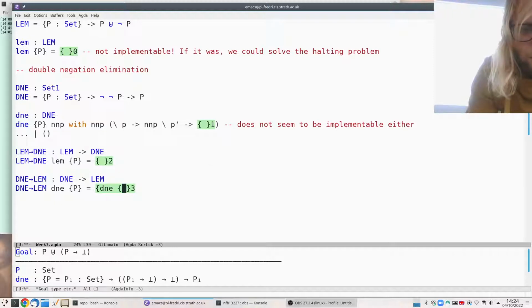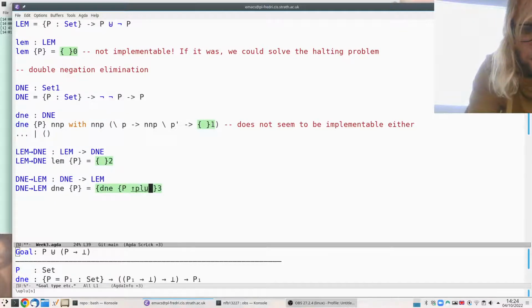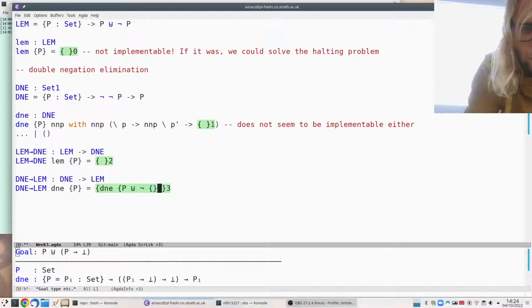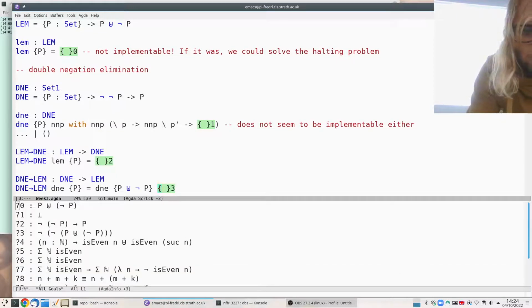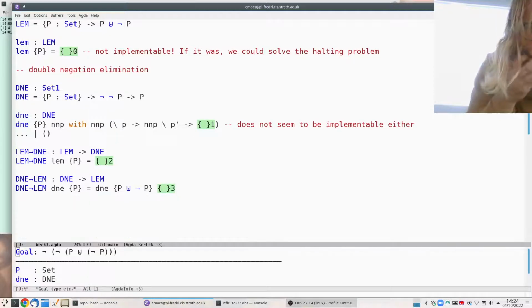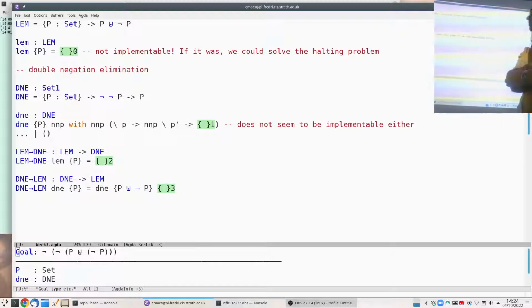So the thing I want is P or not P. Figure that out. Yeah, so the double negation elimination here is really useful because it says, okay, actually, you don't have to prove P or not P, you just have to show that that's false.